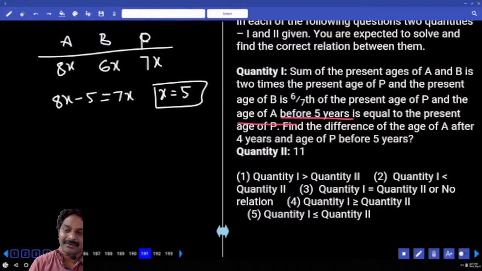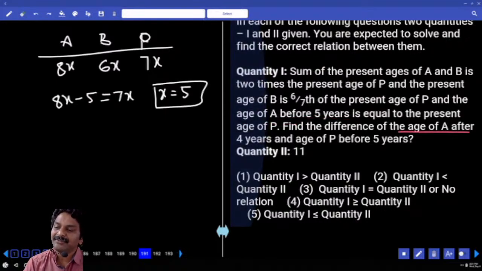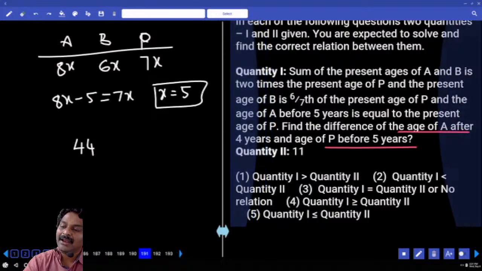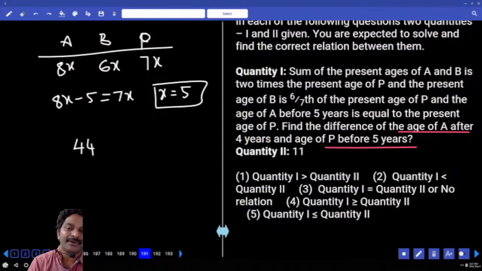This can be concluded. Find the difference between A's age after 4 years and P's age 5 years before. What is the percentage of A? 40. After 4 years, 44. And P's age 5 years before. What is the percentage of P? 7x, 35. 5 years before, 30. And we were asked to calculate the difference, right? How much is that? 14. Q2, 11. Q1 is more than Q2.